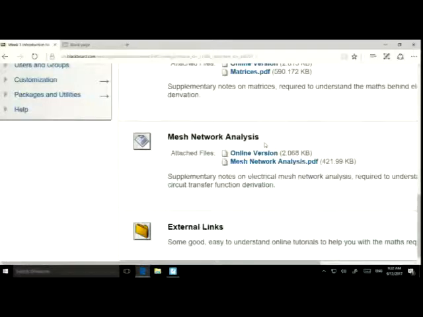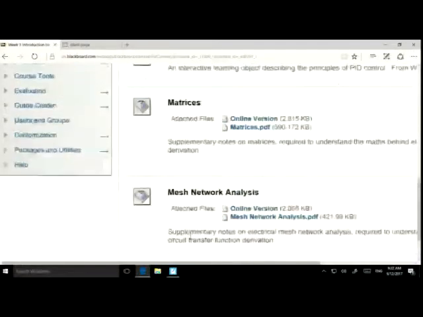A bit on mesh network analysis, that's more electrical, unfortunately, but it shows you how to use matrices for simultaneous equations. And then there's some external links here, links to control tutorials and also links to maths. There's a really good maths site, InMath, I don't know if anybody's used that, that goes through a lot of these subjects in a really quite clear way. It's a third-party website.